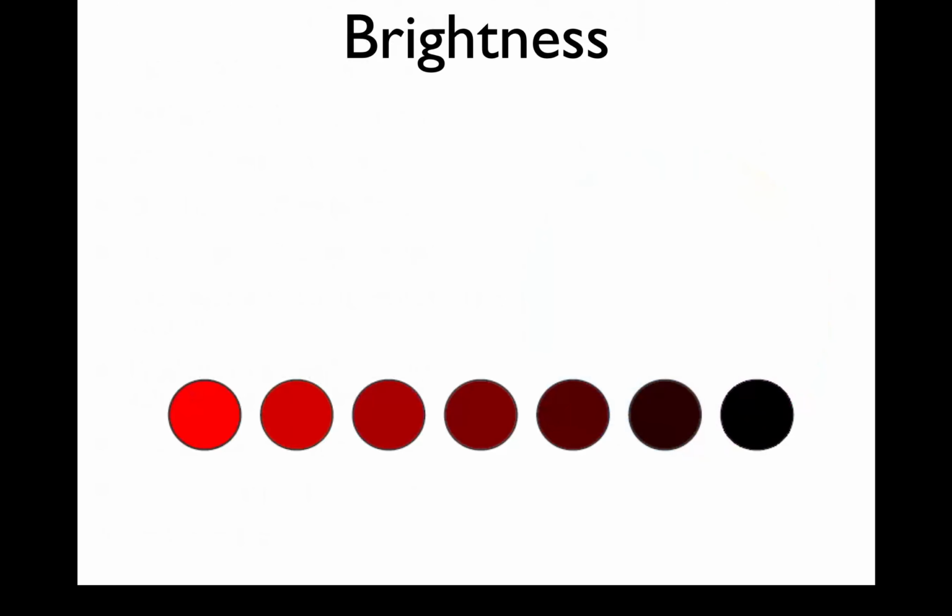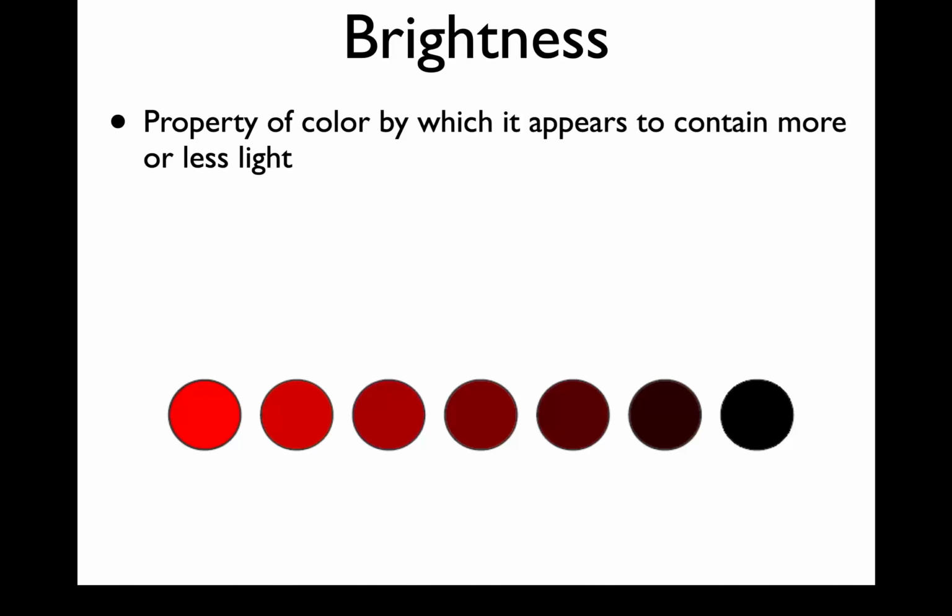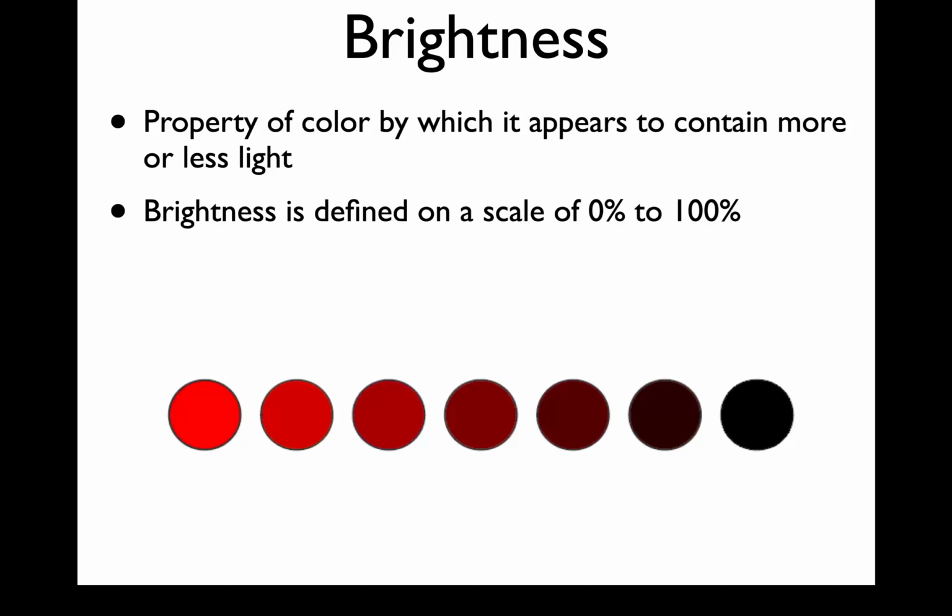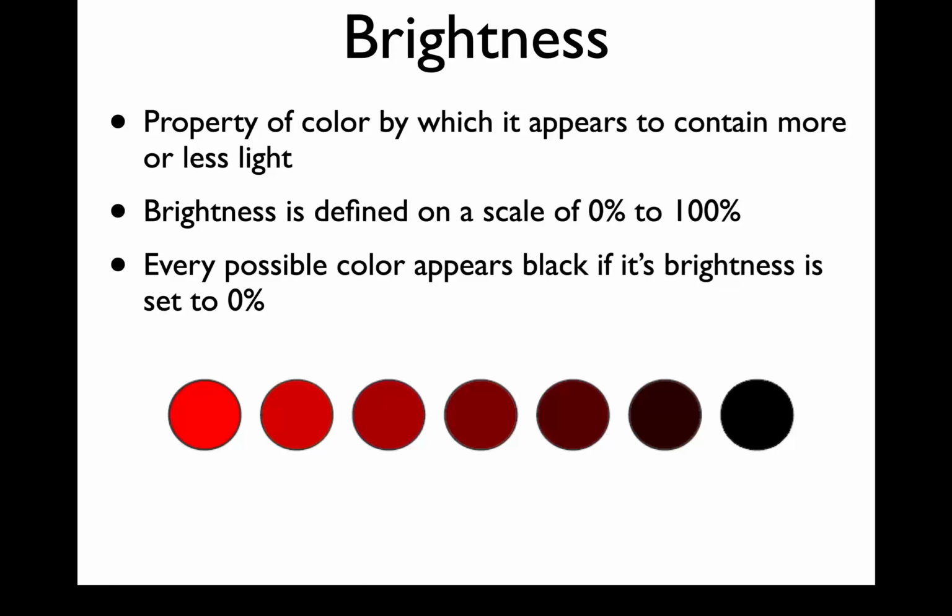So brightness. What is brightness? It's the one that most of you struggle with the hardest, to define it or to think about it. So brightness is the property by which the color appears to contain more or less light. Brightness is defined on a scale of 0 to 100. 0 is no brightness at all. 100 is maximum brightness. Every possible color appears black if its brightness is set to 0.